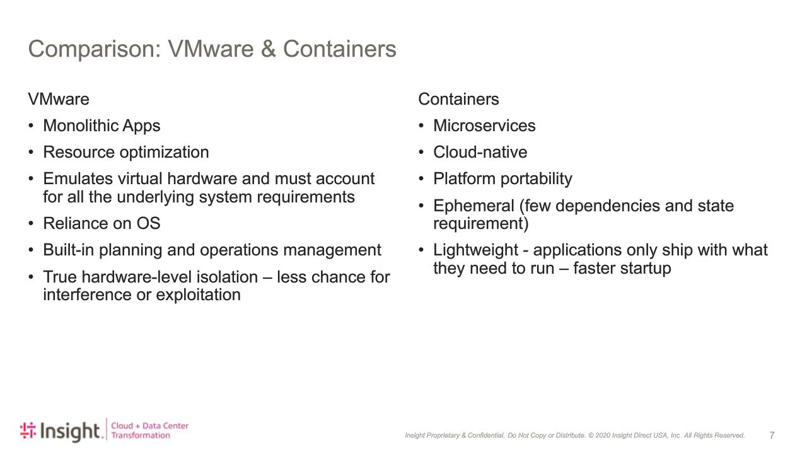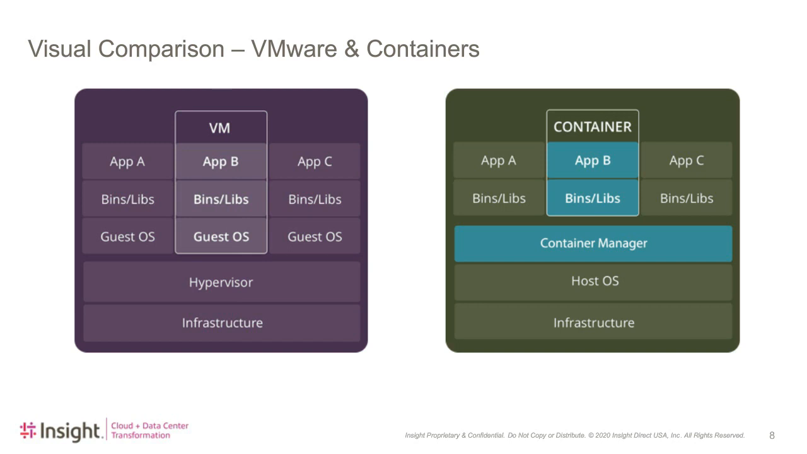Now, I'm a visual person by nature, so maybe just a visual comparison of the two here. When we look on the left-hand side in purple, what a traditional VM deployment may look like. We have our virtual machines. They're all isolated. They all run their own guest OS. They all have their own binaries and libraries, and they all run one or more applications. There's a hypervisor and the underlying infrastructure below that.